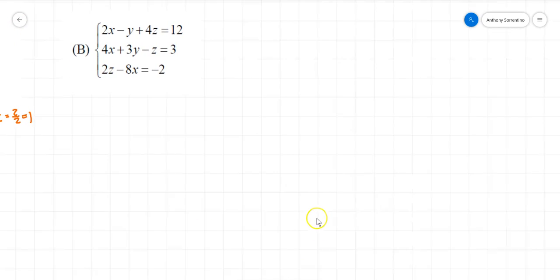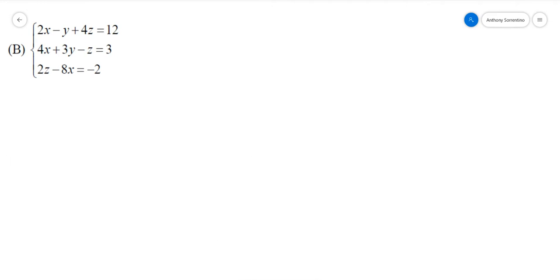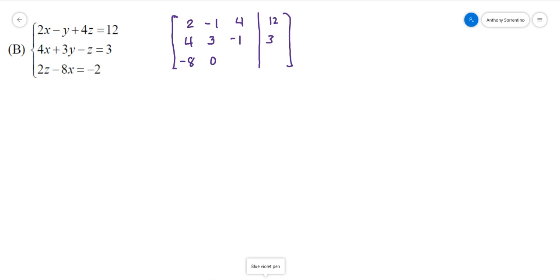and reminding you that this augmented matrix was written as 2, -1, 4, 12, 4, 3, -1, 3, -8, 0, 2, -2. Perform the steps necessary to put this in row echelon form, and then solve this equation or system of equations, and then we'll go through it.